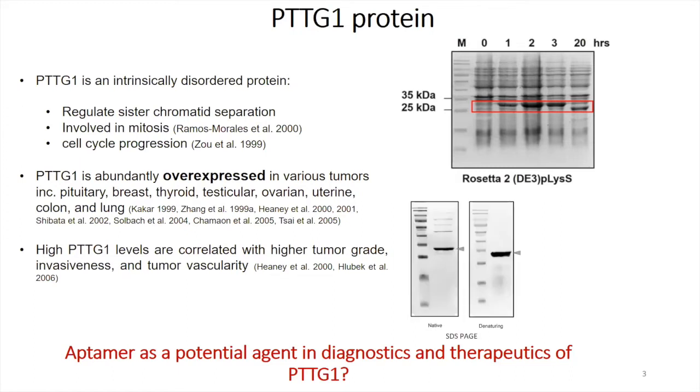And as you can see from this figure, SDS-PAGE, both native and denaturing PAGE, we have actually acquired a very highly pure PTTG1. And we have also sought to confirm the identity of the protein by using a monoclonal antibody in a Western blot assay, and we realized that the protein that we have purified is indeed recombinant PTTG1. And having the protein in hand, we decided to embark on SELEX.